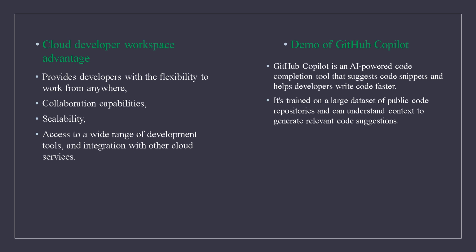And then we talk of the demo of GitHub Copilot. This is just an AI-powered code completion tool, and it suggests code snippets and helps developers to write code faster. Just that. And it can also help developers to understand the context to generate relevant code suggestions.